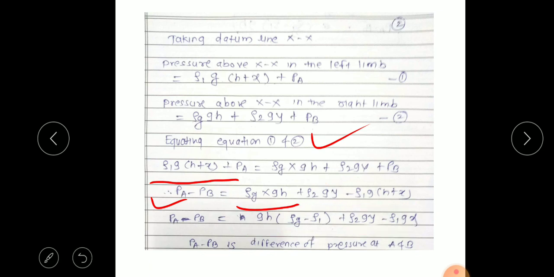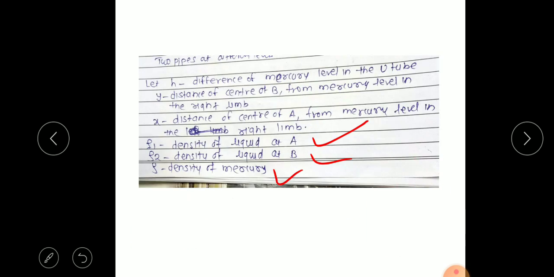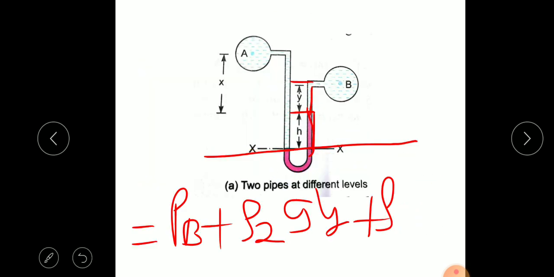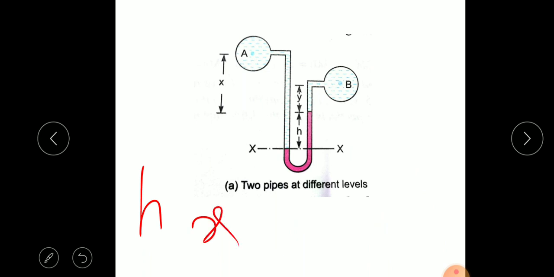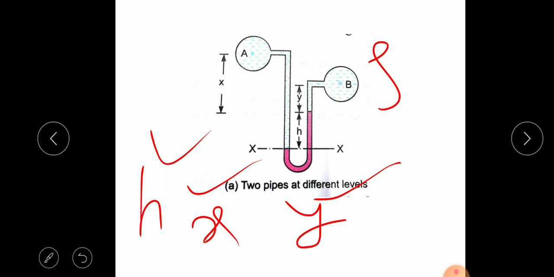So to measure the differential pressure in two pipes at a different level, we require this information: H, the difference in the manometric fluid, the mercury; then the distance above the mercury in the left limb or left column of the U-tube, and the distance above the mercury in the right column. So these three parameters are required for calculating the pressure. Again we require the densities of the fluids, that is rho 1, rho 2, and the density of the mercury.